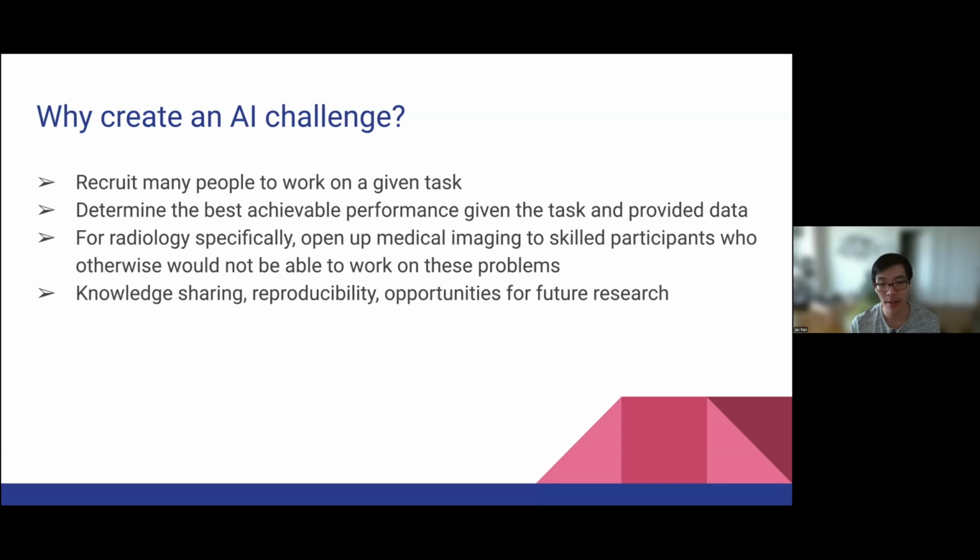And then also opportunities for future research. So typically these data sets are still available for download. So anyone can download them, just have to cite the data set. You can work on your own problems, you can build your own models on them, and you can work on non-AI related stuff too, where this data might be relevant.